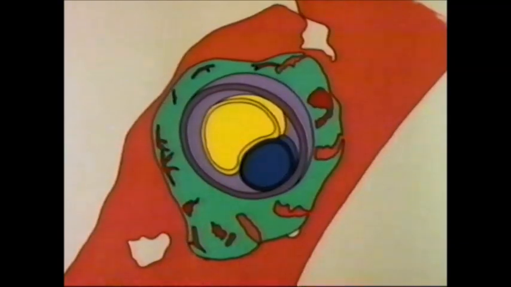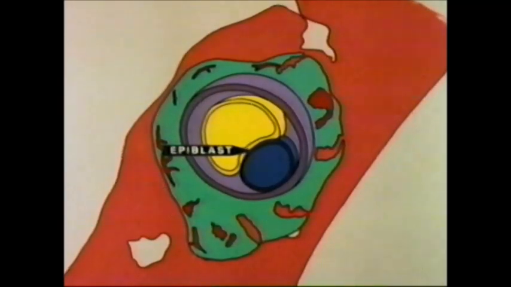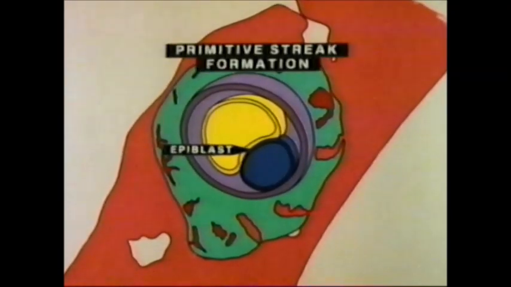After delamination of endoderm cells from the germinal disc, the remaining layer becomes known as the epiblast. The epiblast contains cells which will become the ectoderm and mesoderm. The separation of these two layers is the second part of gastrulation and occurs by primitive streak formation.